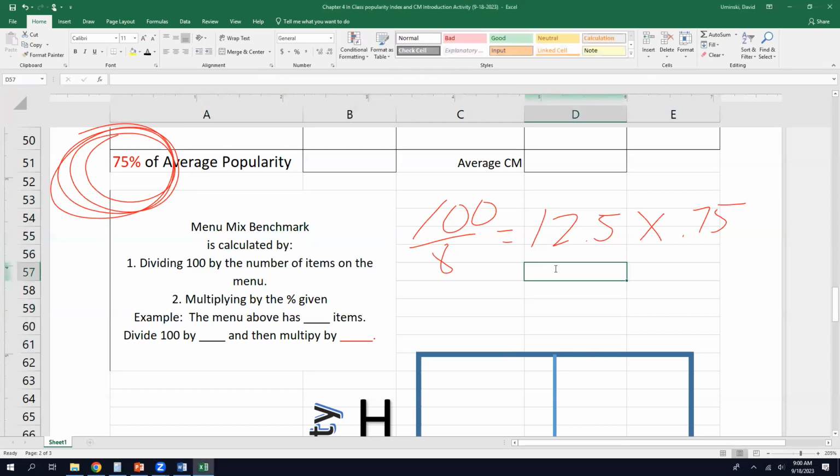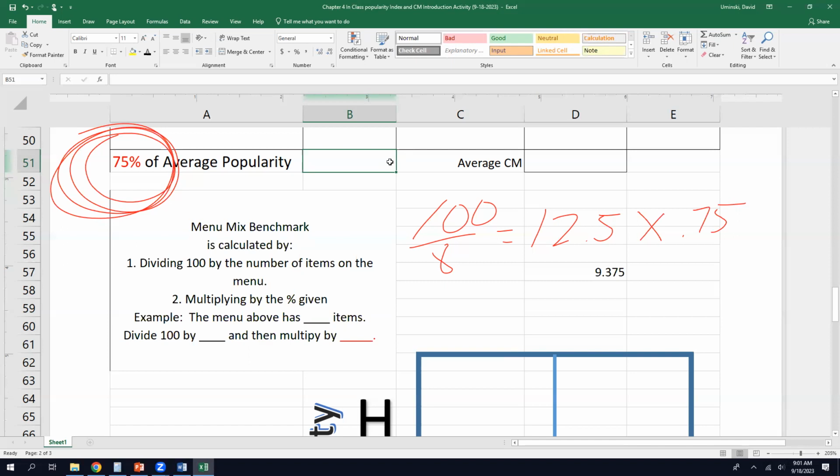So when I multiply 12.5 times 0.75, I get 9.4, essentially. Okay, 9.4. You see where I get that 9.4 from? Now that 9.4 is what I'm going to use to compare all of my percentages to. Okay, so my average popularity, 75% of the average popularity.